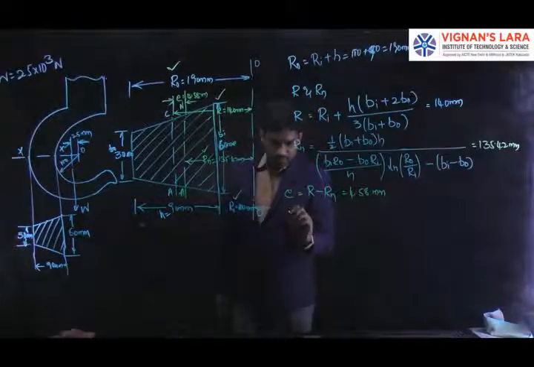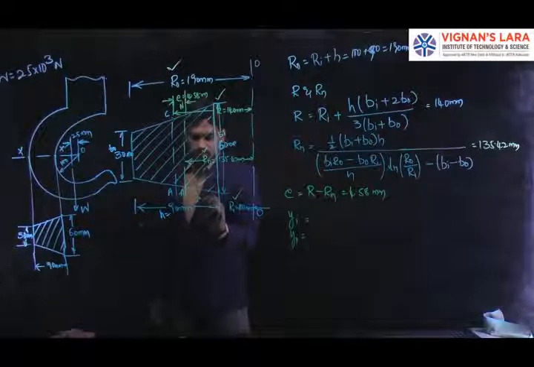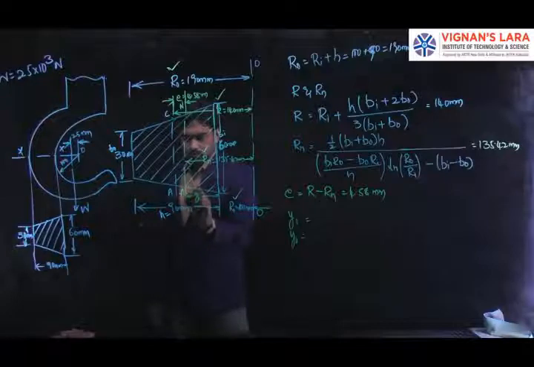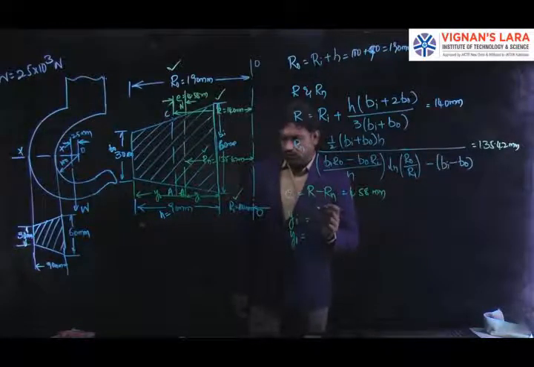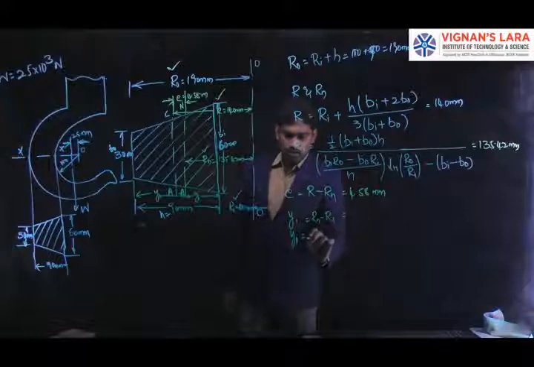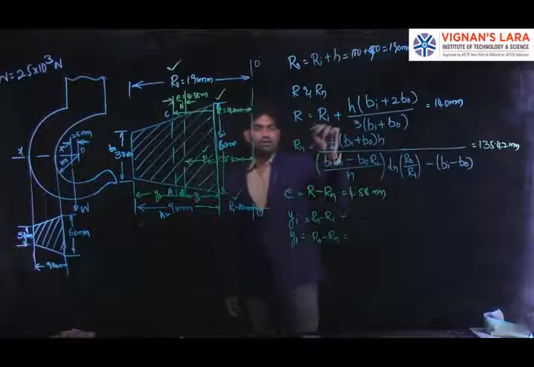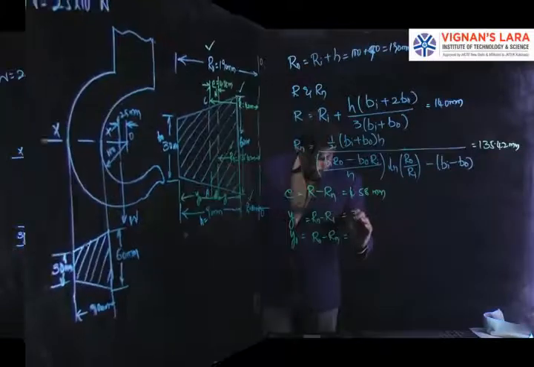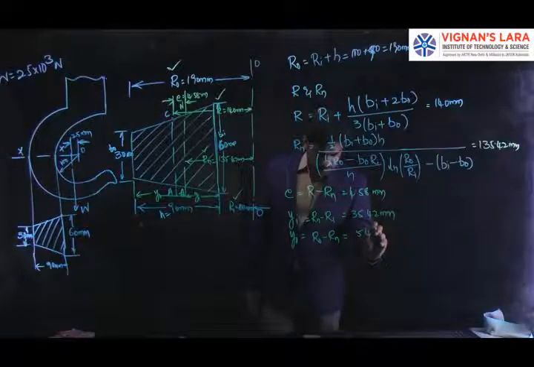You can also find yi and y naught, the distances from the neutral axis to the inner fibers and outer fibers. Here yi is given by Rn minus Ri, and y naught is given by R naught minus R. You know the values of Rn, Ri and R naught, so by substituting, yi is 35.42 mm and y naught I make it 54 point.